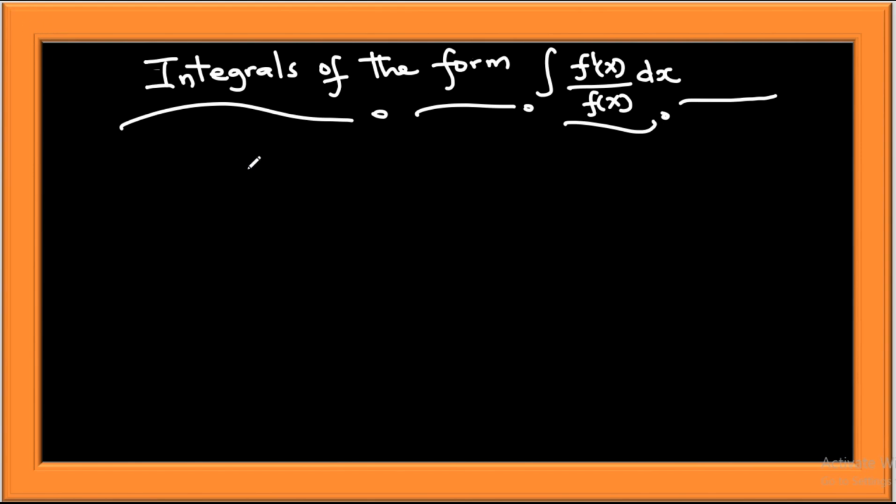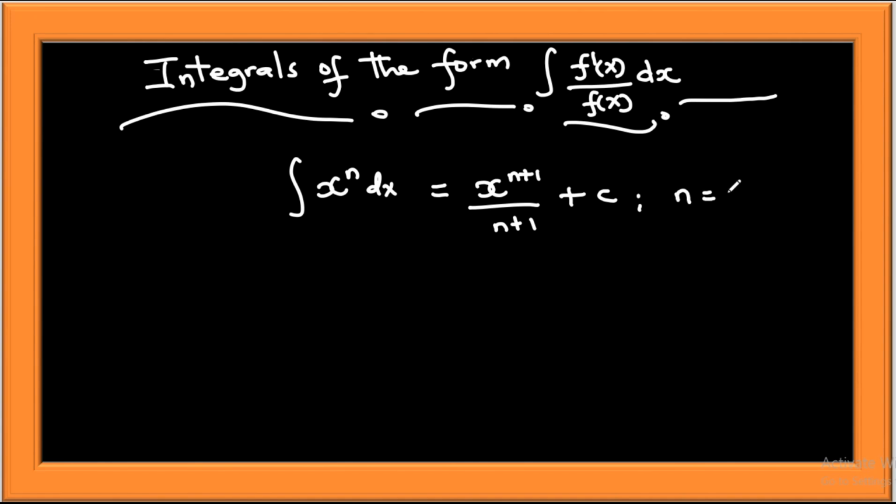From basic integration, we all remember that if I have an integral of x power n with respect to x, we are supposed to simply increase the power by 1 and divide by the new power, and then plus our arbitrary constant of integration. However, you need to know that this integral is only valid for all values of n except for n equals to -1. So this integral is not true for n equals to -1.